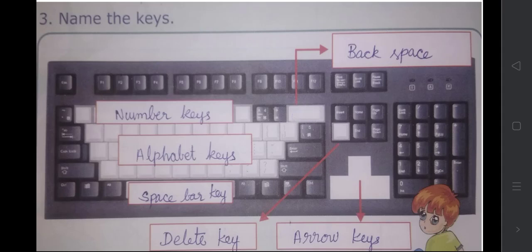This is the backspace key. Delete from right to left. Then this is called the delete key. Will delete from left to right. These are arrow keys. You can move your cursor left, right, up and down. So hope I have explained clearly. Copy the content in your textbook.